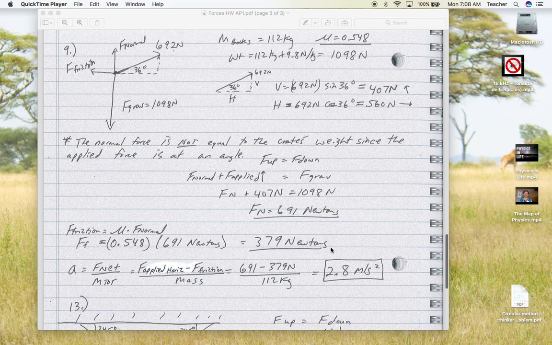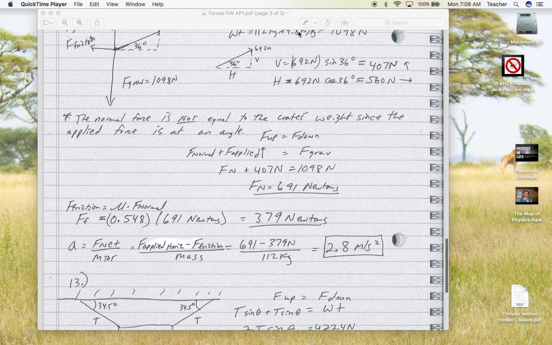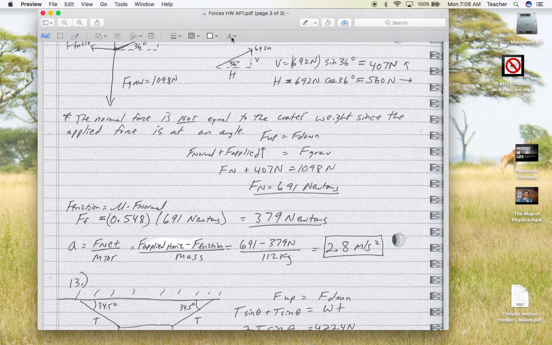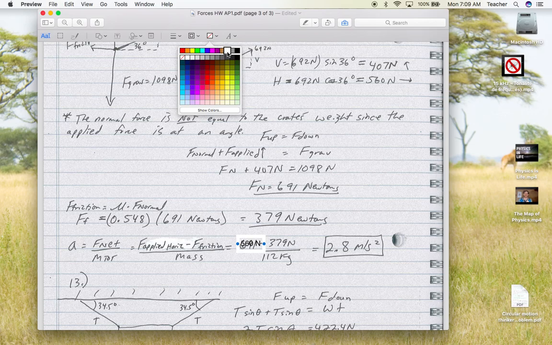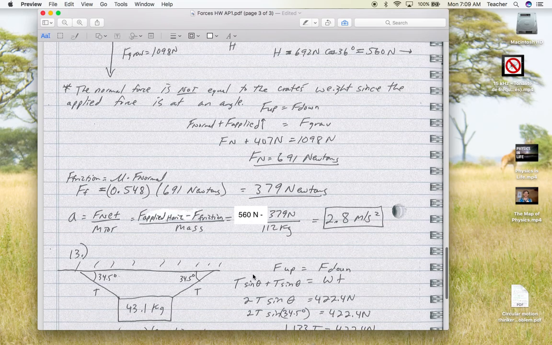Okay, so I am going to have to correct this at this point. So I'm going to say that is going to be 560 newtons. I like that I did this. Not that I screwed up, but that I could figure that out. Minus 379 newtons, and that's going to give me a different acceleration.